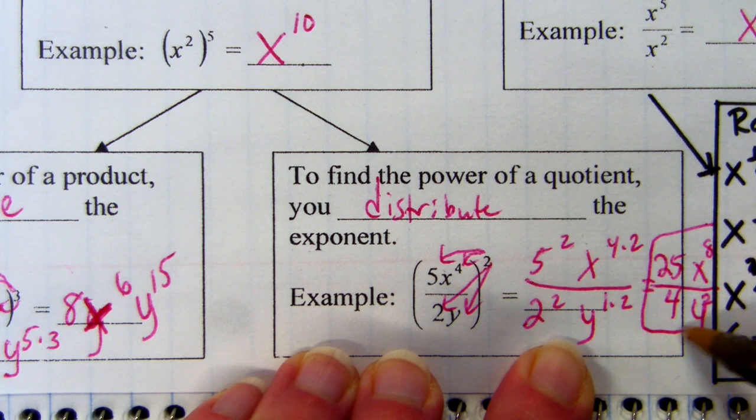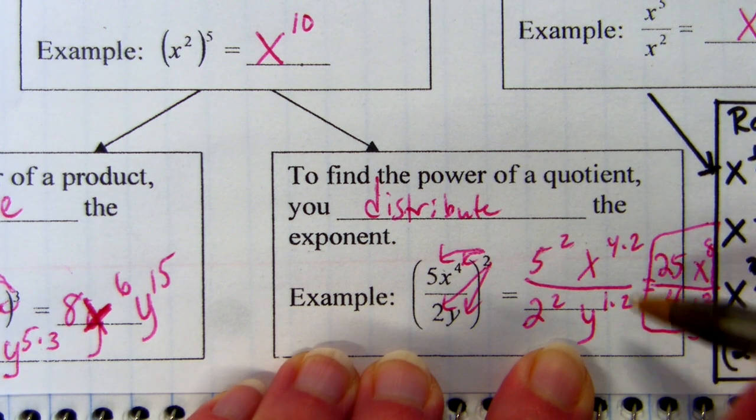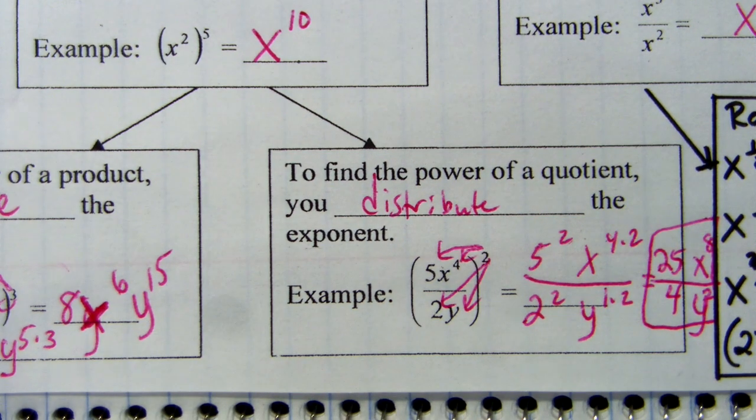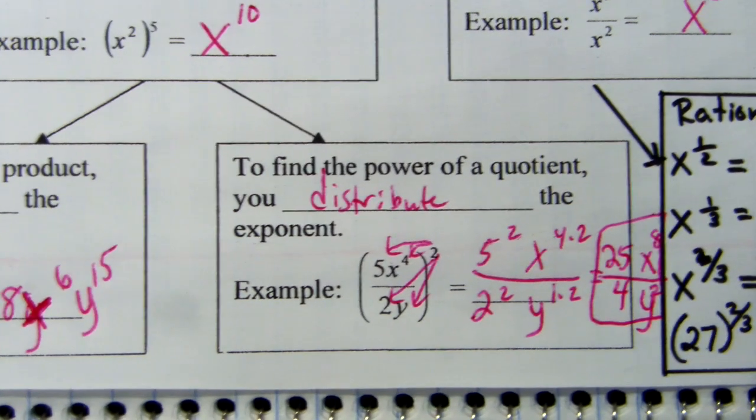And at that point, you would check your fraction and just see if you could cancel anything out, if you could reduce anything. The way this one is set up, you do not have that going on, so we're not going to worry about that right now.